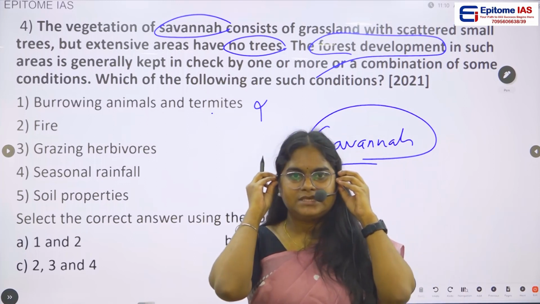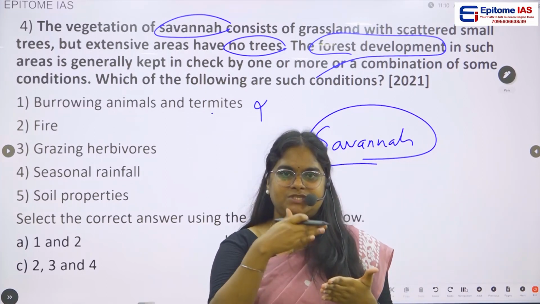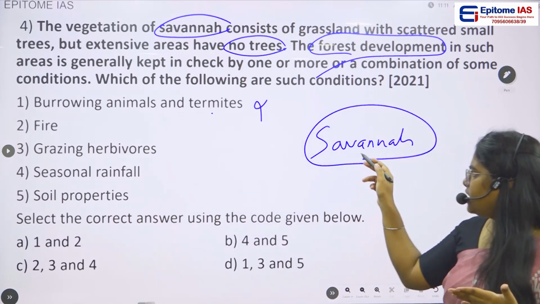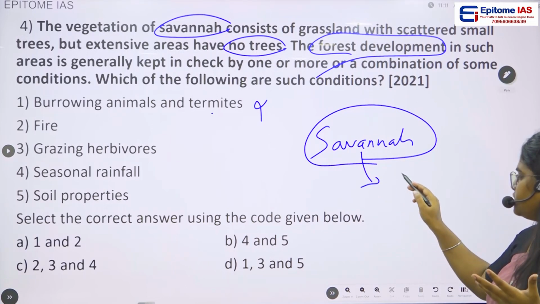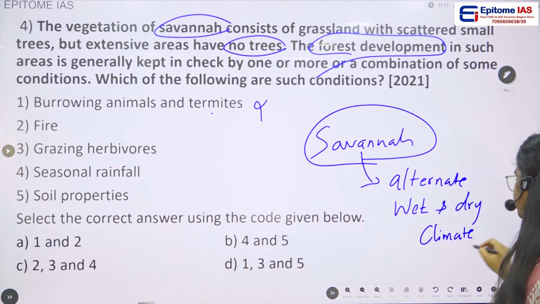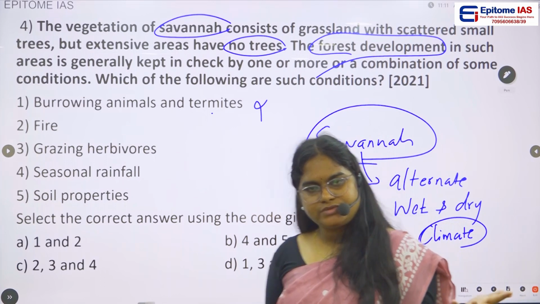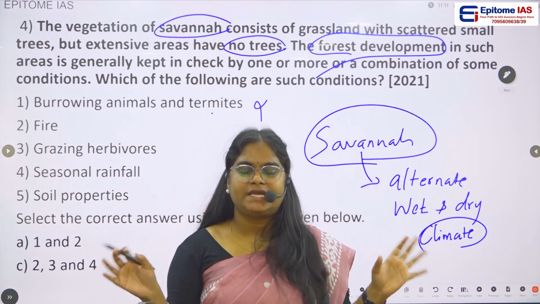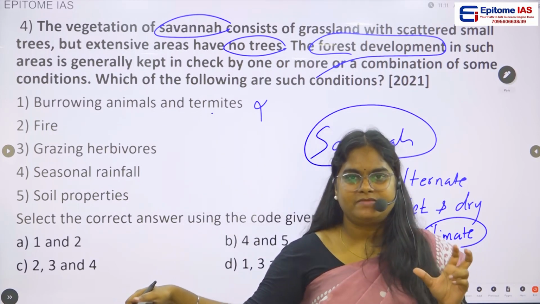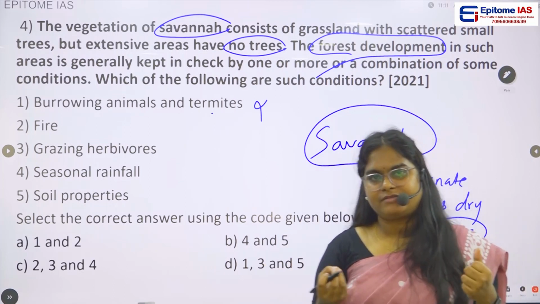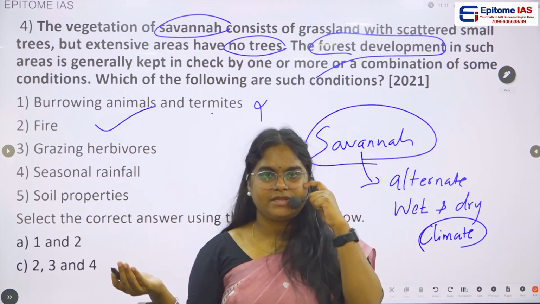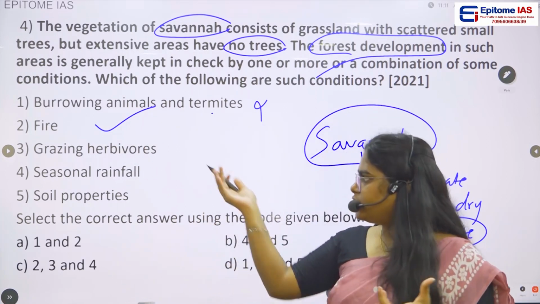And fire, yes, in the case of a fire, it actually keeps a check on the development of these types of forest. How? Let us say these savanna grasslands have an alternate wet and dry climate, which means there will be sudden rain, and then they'll also have complete dryness. In times of complete dryness, these grasslands are prone to forest fire. So yes, when there is a forest fire, it will hamper the development of this particular forest type. So forest fire is there.